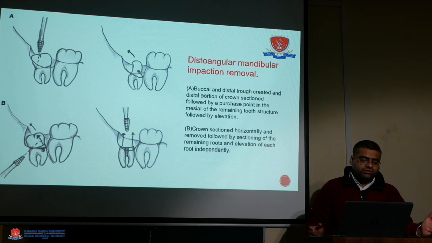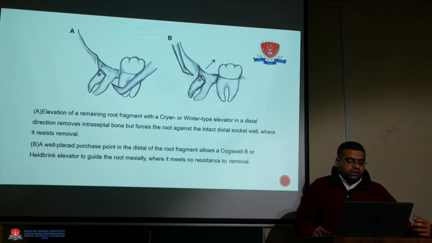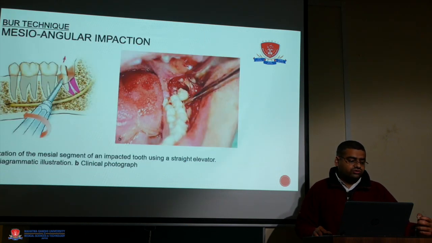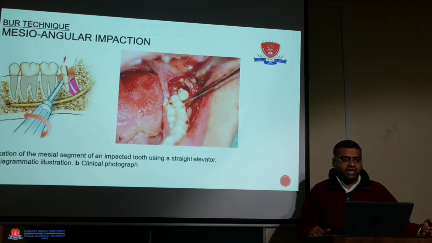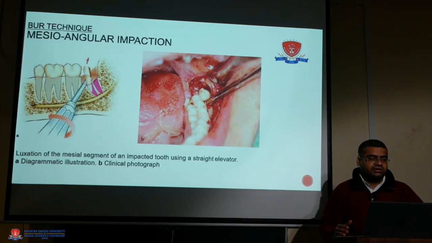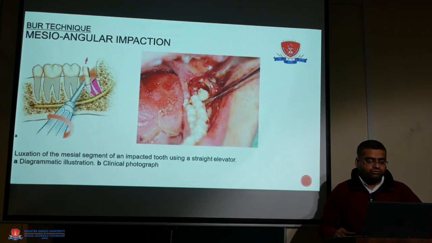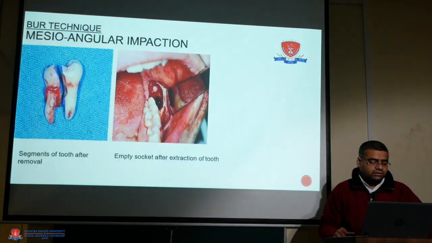In distoangular impaction, because no space, we have to do sectioning like this. Sometimes the chisel is used for removal of the bone. Then mesioangular impaction is done as shown clinically: raising the flap, elevation of the flap, guttering and tooth sectioning and removal of the tooth using an elevator.